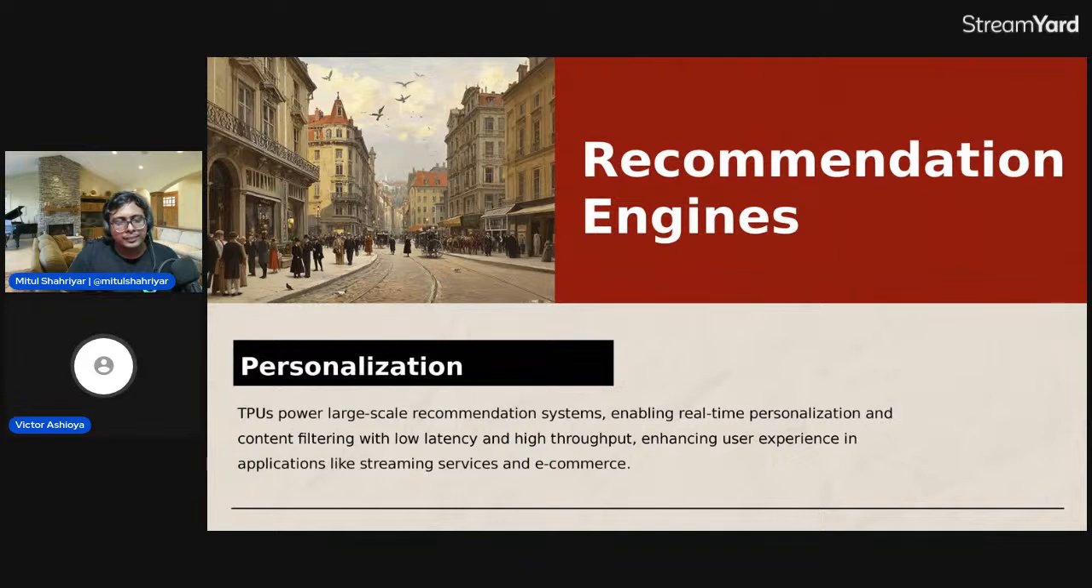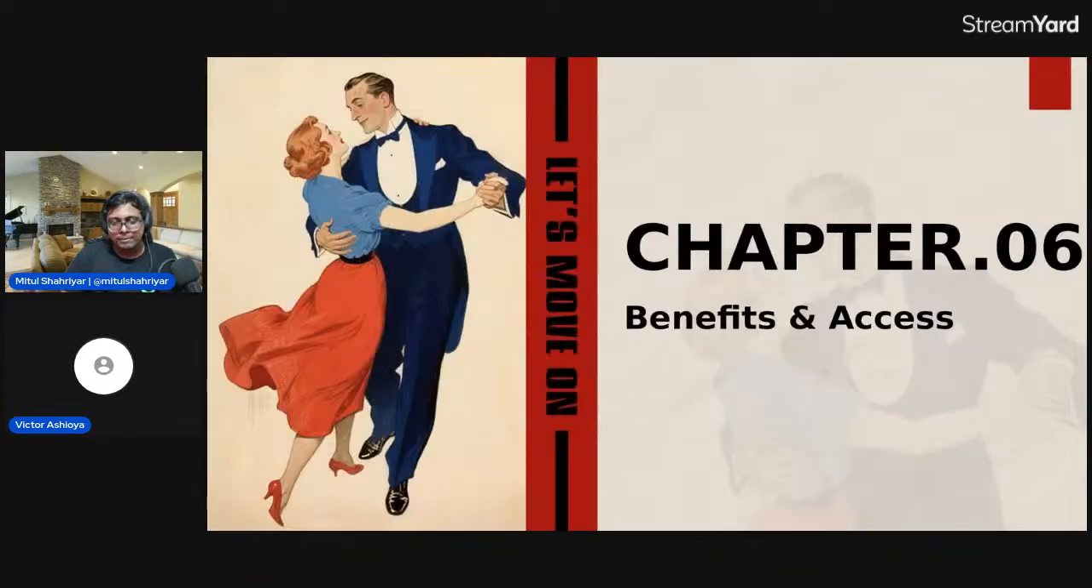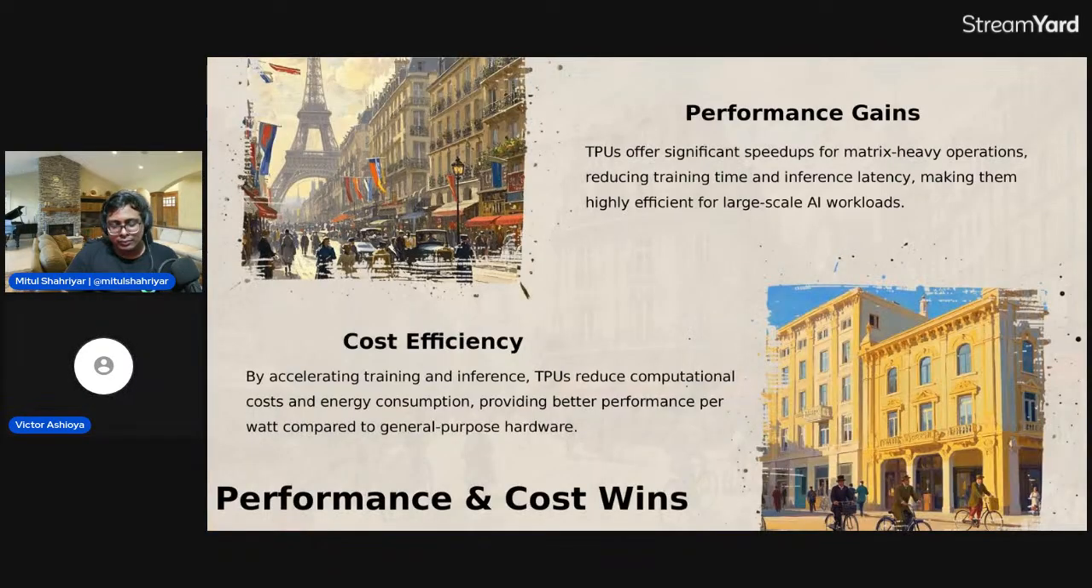Recommendation engine. For example, YouTube has a section that's like 85% purely TPU, the whole recommendation system. That's how YouTube sometimes is so good at matching. These are powering it. It's the TPU.